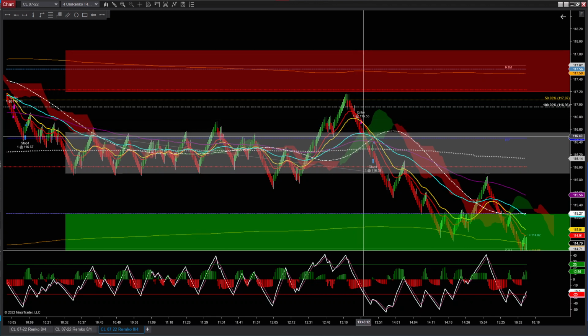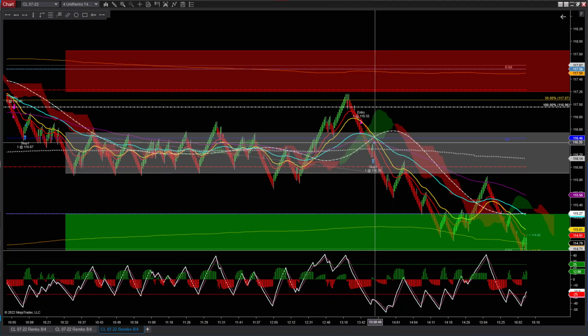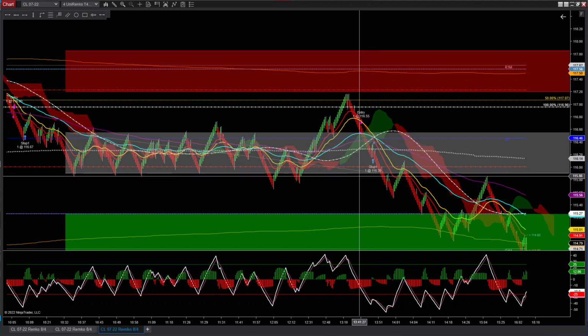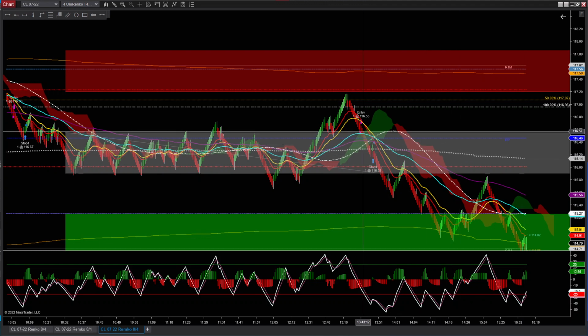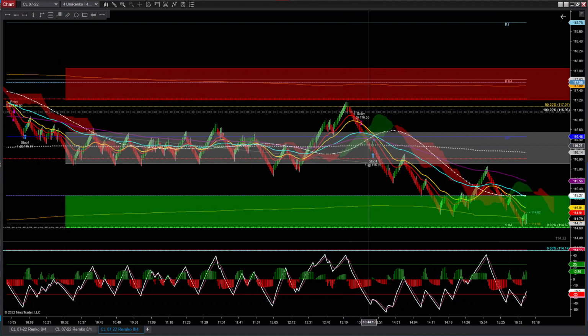So it was 116.55, and then it came back down. I was looking for this one. Actually, this low of 115.90 was my target, but there was a little bit of congestion here, and I was stopped out when it moved up there. So at 116.39 is when it was sold. So that one was good for $160, and then that was it.